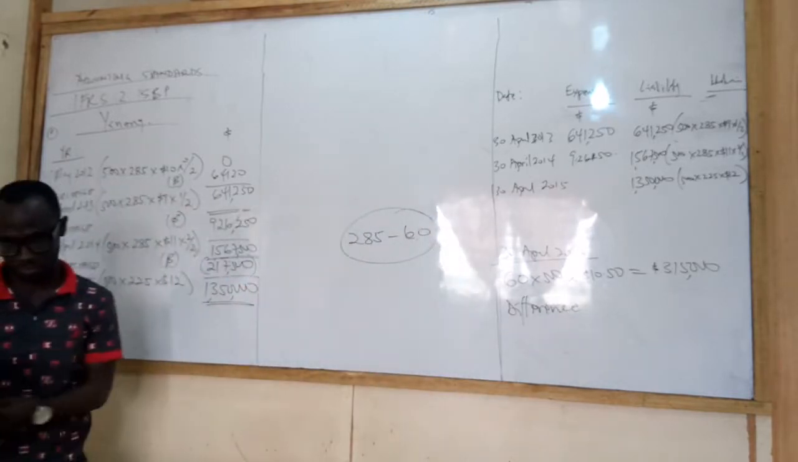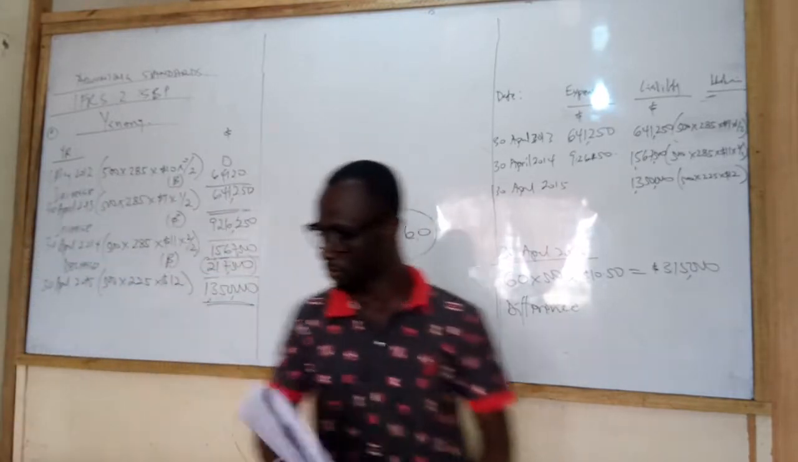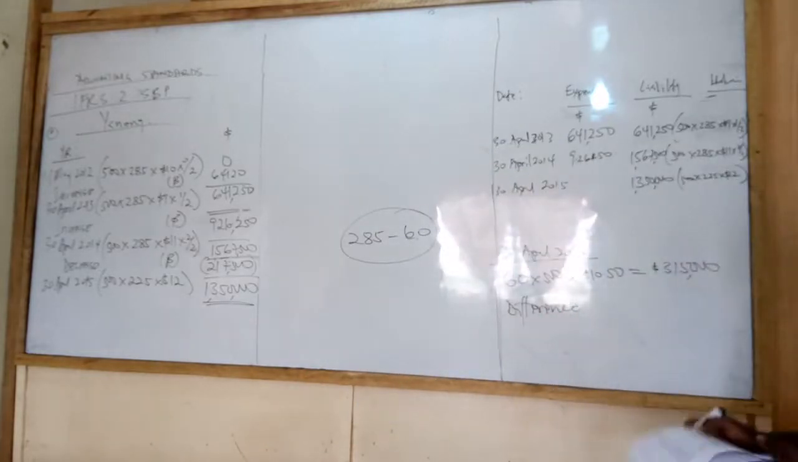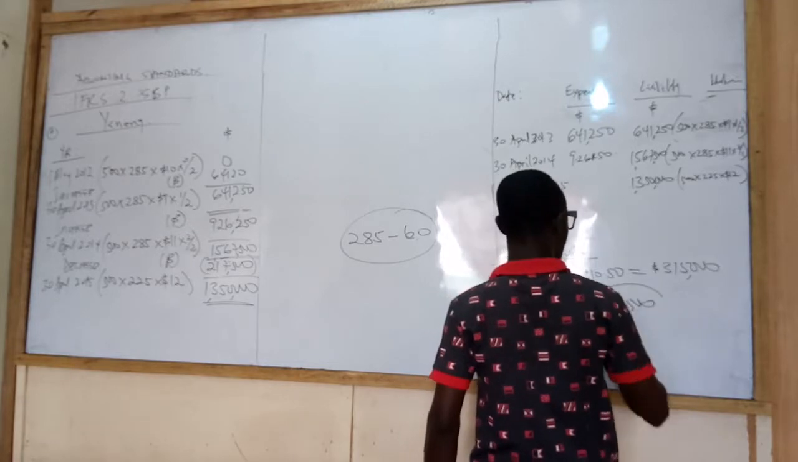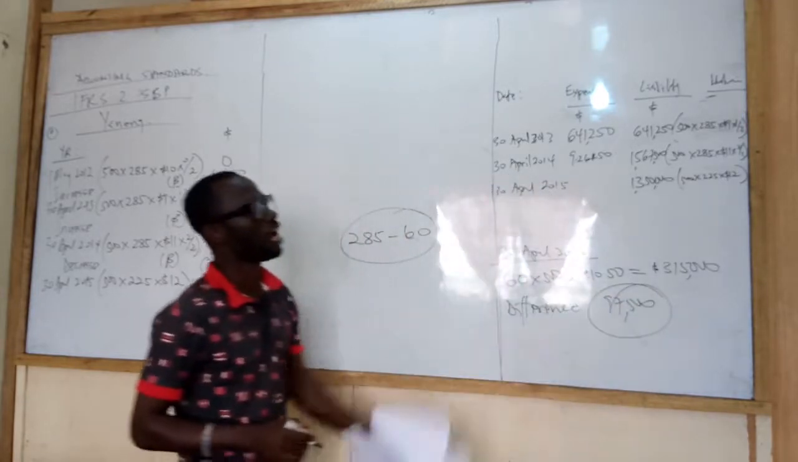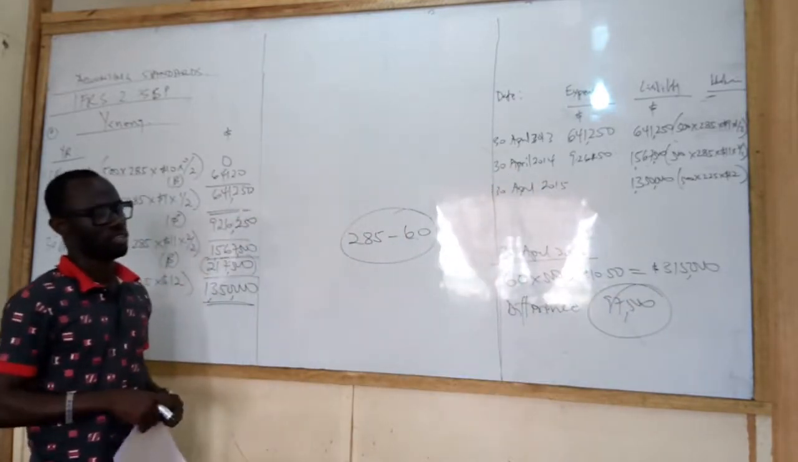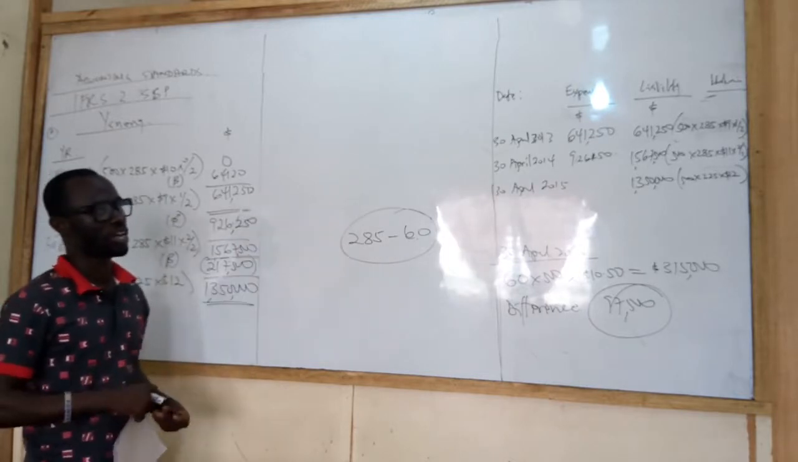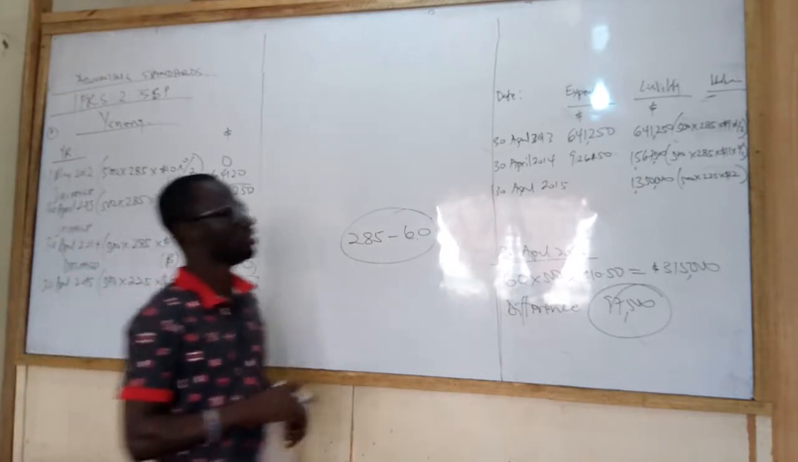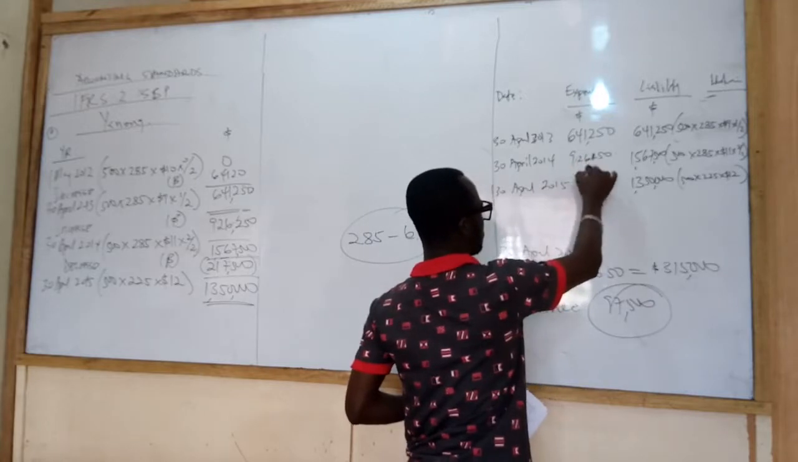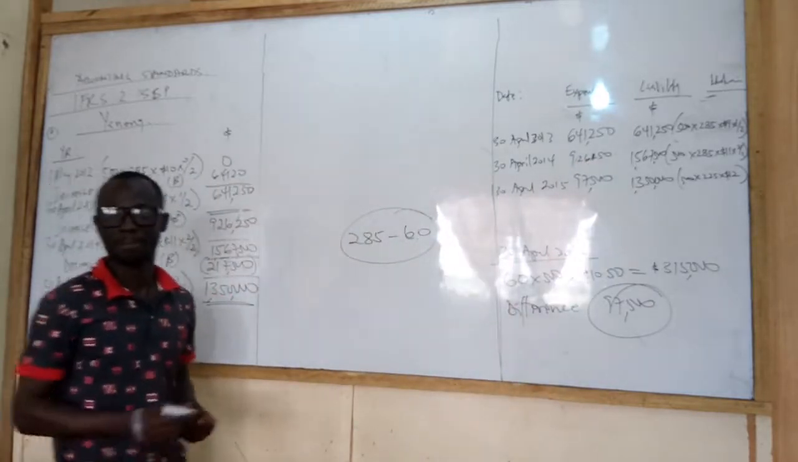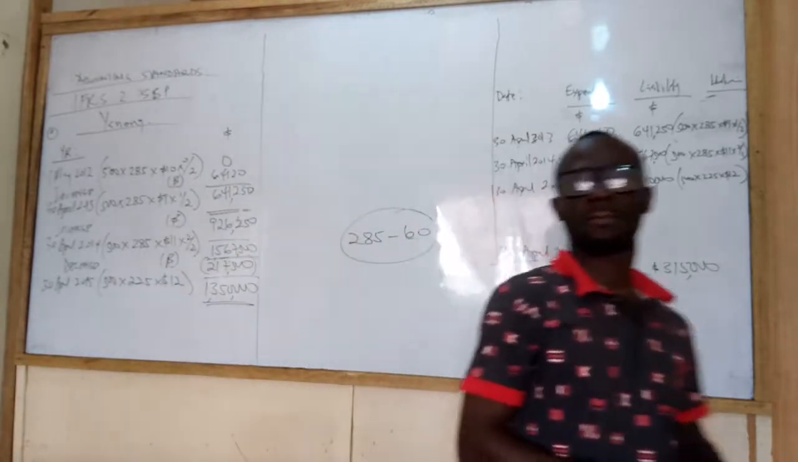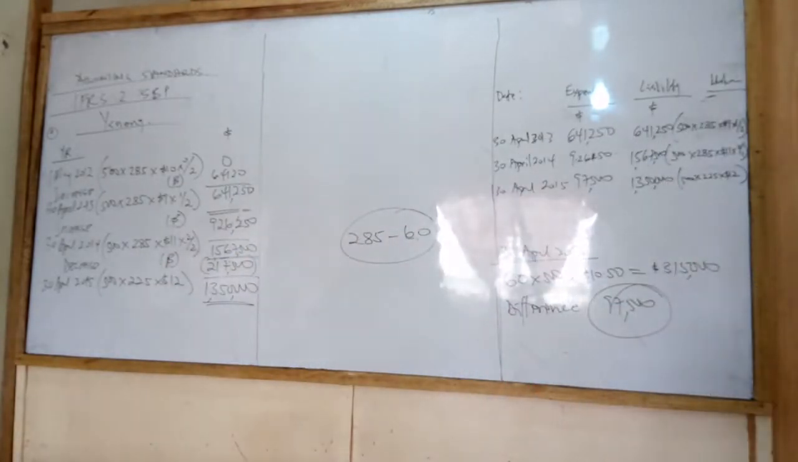What do we have? 97,500. 97,500. So in actual sense, this is how much money that we're going to be looking out for in relation to the current year about the expenses. Any question, please?